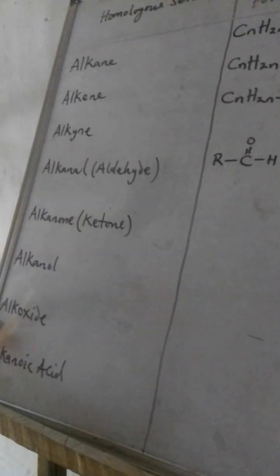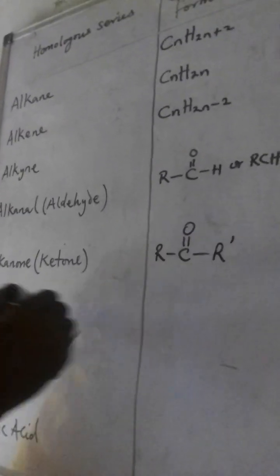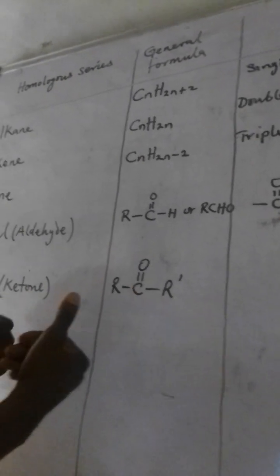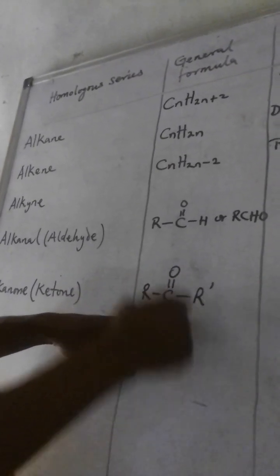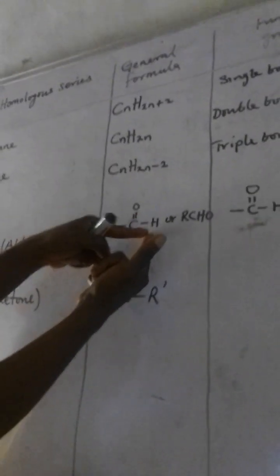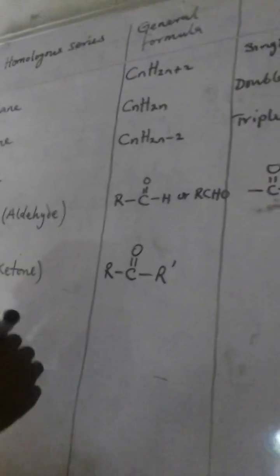So let's continue. Alkanone, or you call it ketone. The functional group for ketone, the general formula is RCOR prime. That is the general formula. This R prime is substituted alkyl group. Meanwhile, the alkanone could be formed by replacement of a hydrogen atom in alkanal by an alkyl group. So when an alkyl group substitutes hydrogen in alkanal, you get RCOR prime.